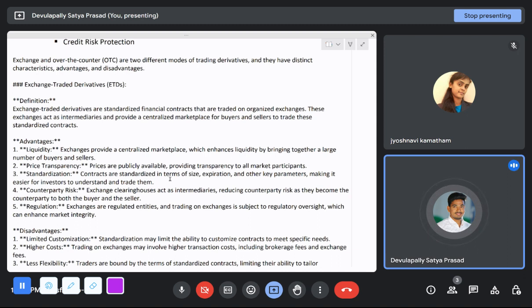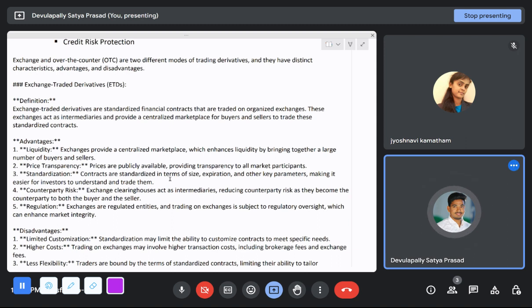The main advantage is, first, it is very standardized. The contracts are not based on how much you want; the exchange decides how big the contract will be. Let's take a paddy agreement with a farmer: the contract size will be decided, like 25 tons or 1 ton. Because of that, every contract is not different, and we can easily match contracts.